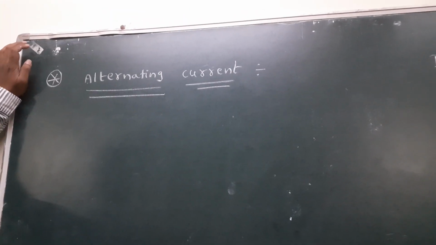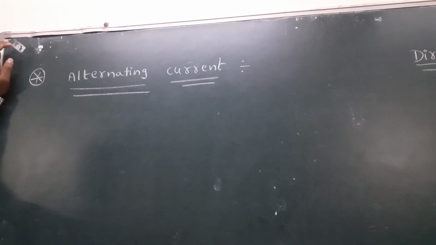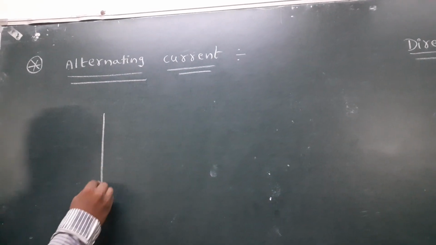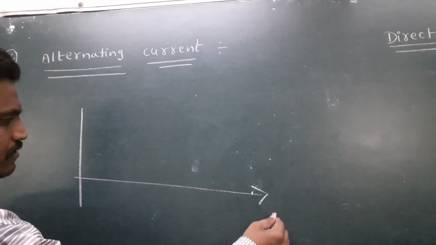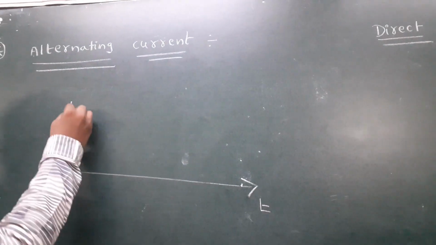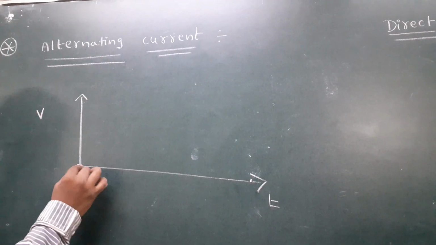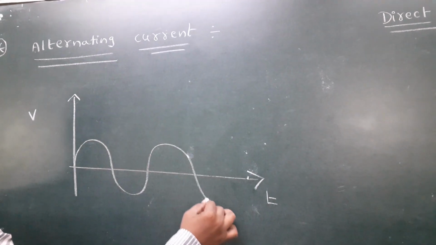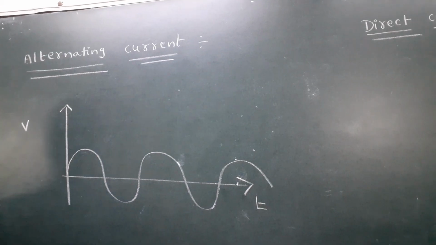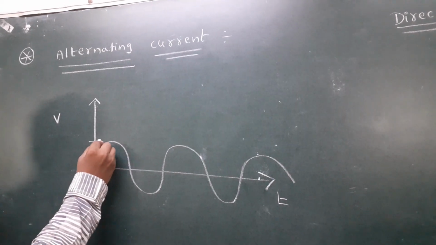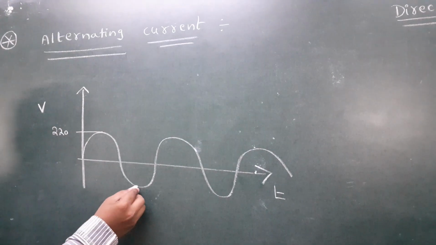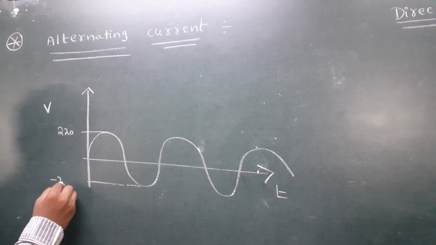Today I discuss alternating currents. Alternating currents means I draw one graph, nana. Here this is the time t, this is the voltage. This is the alternating voltage graph. Okay? According to this graph, voltage changes from 220 volts to minus 220 volts.